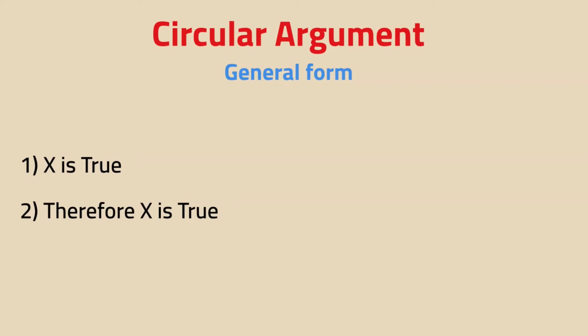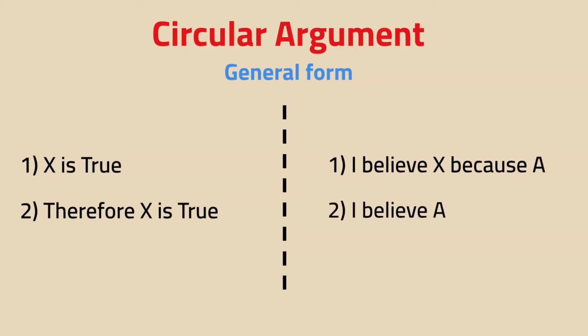Obviously, this argument tells us nothing about X. It just repeats the premise. It is circular. Another obvious example is: I believe X because A. I believe A because X. The circularity here is clear. The argument tells us nothing about the truth value of A or X. Interestingly, it is not clear which is the premise and which is the conclusion, a sign of its circularity.